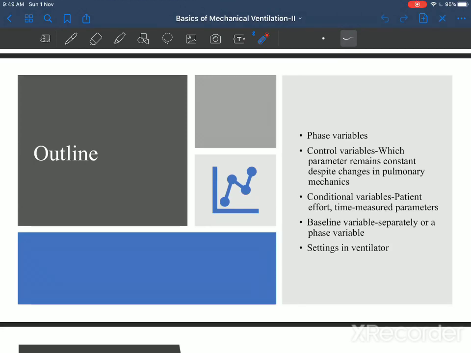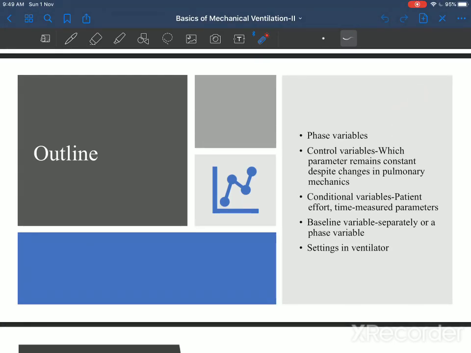Okay, so phase variables are variables that determine the start, continuation and end of inspiration. Control variables are the variables that you set on a ventilator. Meaning those parameters remain constant despite whatever happens in the airway or the parenchyma of the patient.